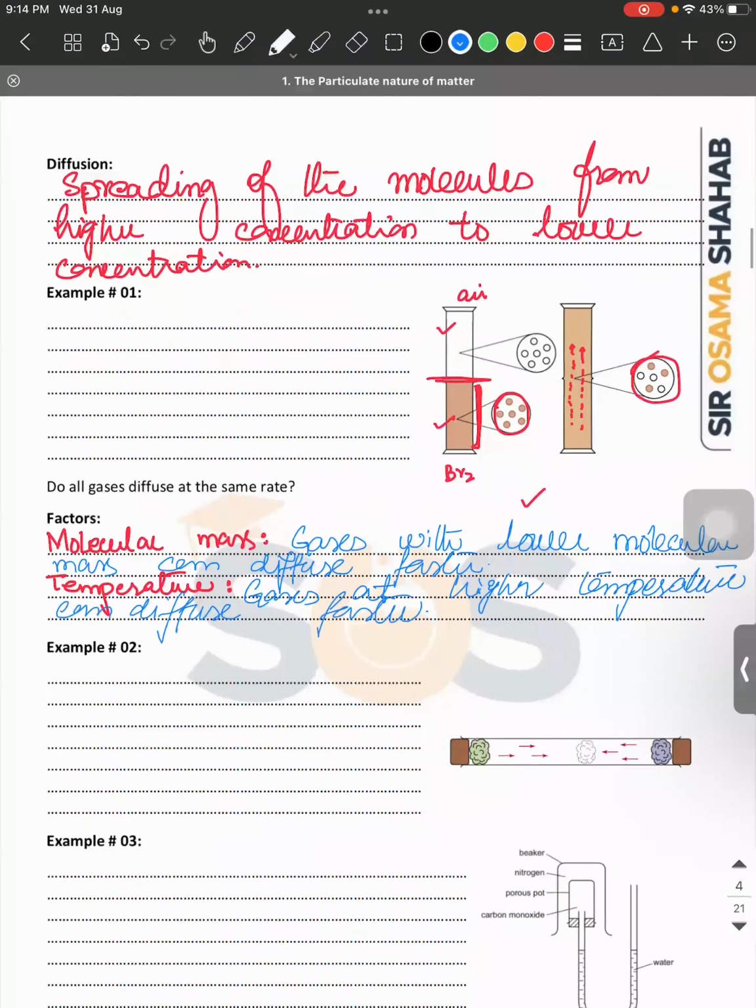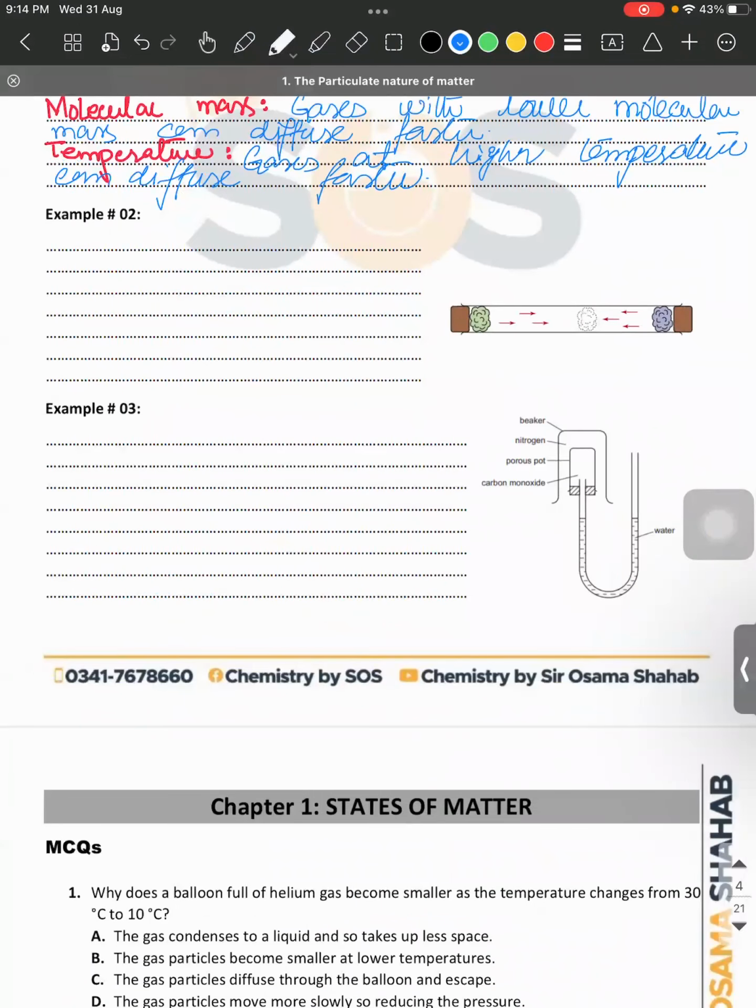Now we have one more example over here. For example, this is a cotton wool. This is a cotton wool soaked with HCl.